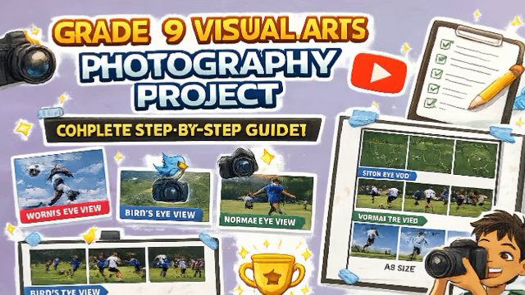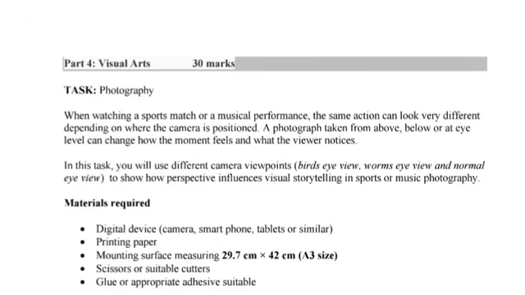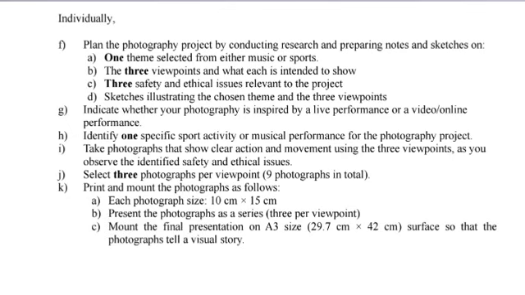We are touching on the grade 9 visual art project. That's the part of photography. And I have just here a simple question. Let me ask you this one. Did you know that the same action can tell completely different stories depending on where the camera is placed? A football player can look powerful, small, or perfectly normal just by changing the camera angle.